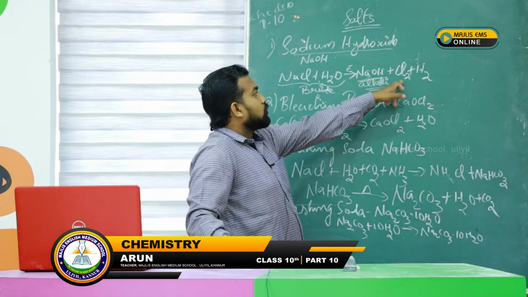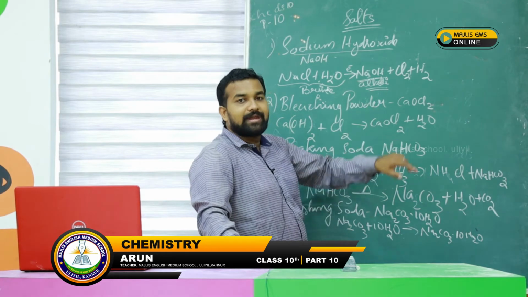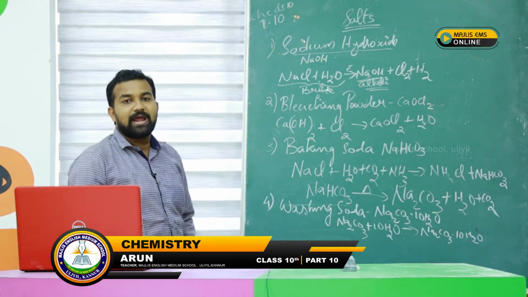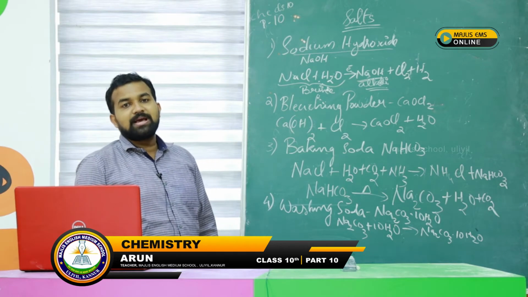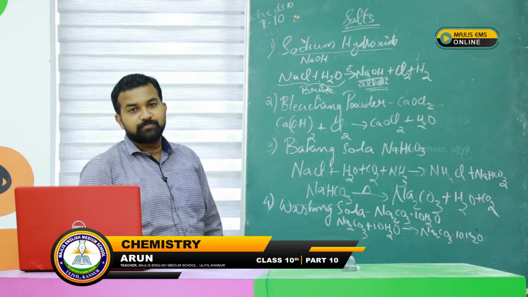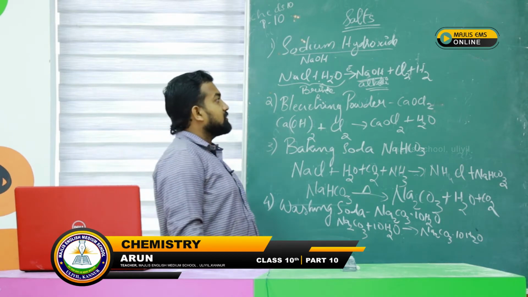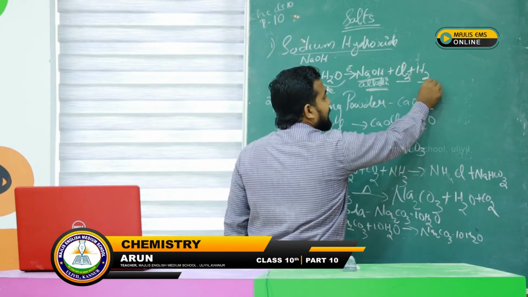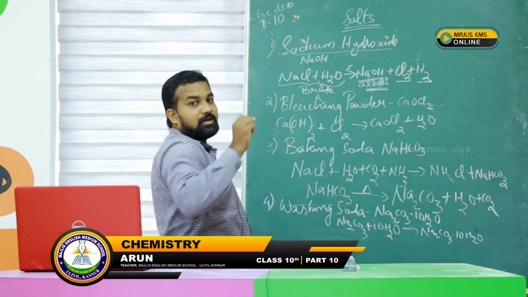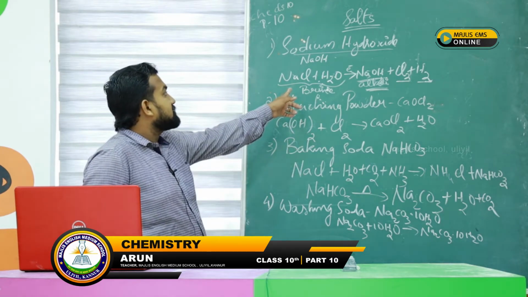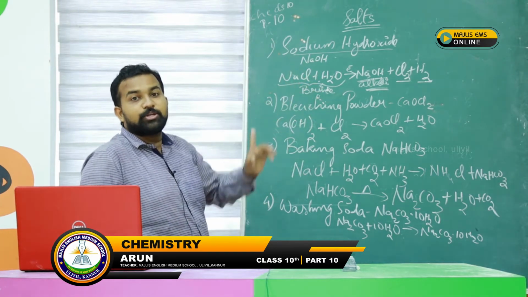Then chlorine gas is produced and hydrogen gas is produced. Clear? Okay, so alkali is produced, chlorine gas is produced, hydrogen gas is produced when electricity is passed through the sodium chloride solution, that is brine solution.